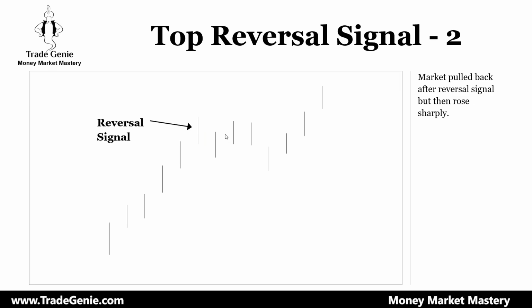Now, reversal signal, let's say the reversal signal appears here, and the market is doing this. So you're waiting for the feeling good moment. Let's say the feeling good moment comes here, and you take action. So you took action.